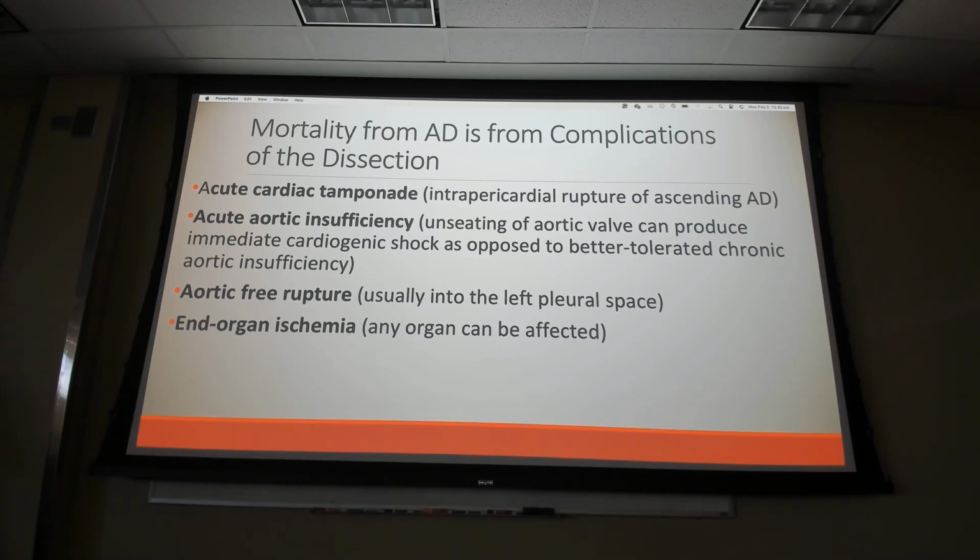So some of the complications that can happen, we talked about this already. They can dissect right into the pericardium and present with syncope or hypotension or cardiogenic shock from an immediate cardiac tamponade. That's bad, and we can quickly diagnose that with bedside ultrasound. So that's one. An aortic regurgitation murmur can cause cardiogenic shock. It's a diastolic murmur. They can have an aortic free rupture, and then of course end organ ischemia. Anything downrange from the dissection is becoming ischemic: their brain, their carotids, their coronary arteries, wherever they're dissecting, everything else is ischemic. That's why they present with neurological symptoms.